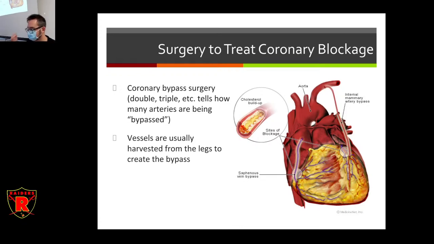One of the really cool things about this is when they build these extra blood vessels onto your heart to bypass the ones that are blocked, they actually make them with veins in your leg. So they take some extra veins in your leg that you really weren't using. I mean, you are using them, but they're not essential. And you graft them onto the blood vessels, the arteries in your heart. Arteries and veins are not the same. We talked about this yesterday.